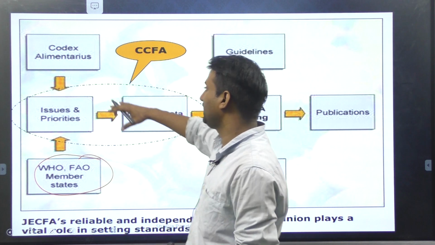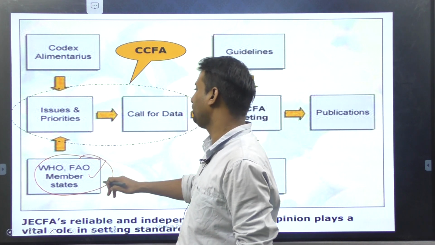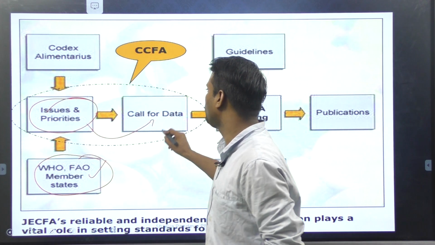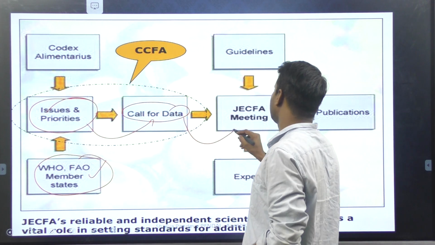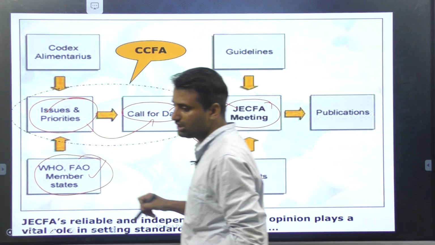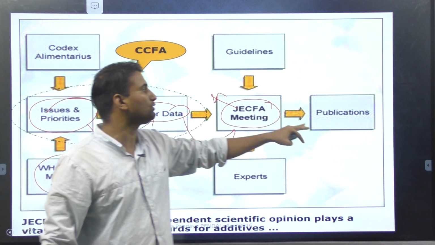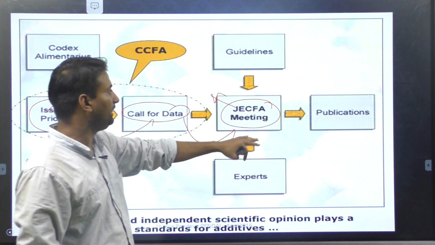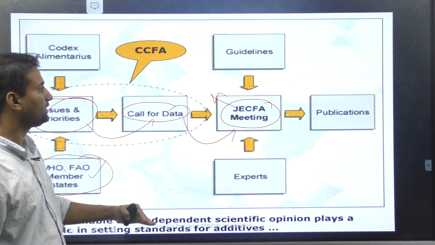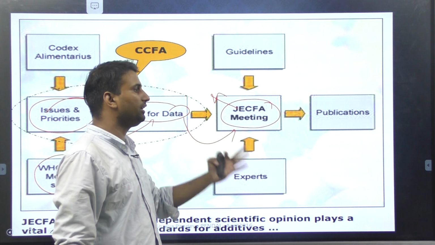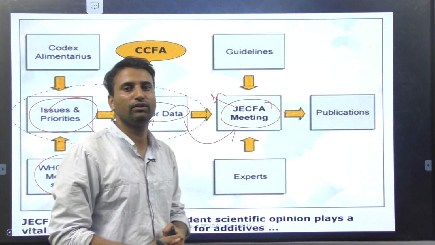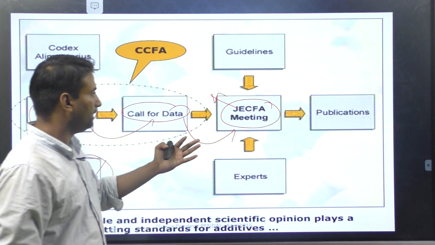So if the Codex Committee is there and on the other side FAO WHO members are there, there are issues of priorities, and it is going to call for data, and the data has to be collected from the JECFA meeting. JECFA is the Joint Expert Committee on Food Additives. Then further it is going to publish the data which is authentic, which has certain scientific knowledge, certain legal and logical authentications, and there are certain institutions responsible for publishing and for giving credit or ratings.